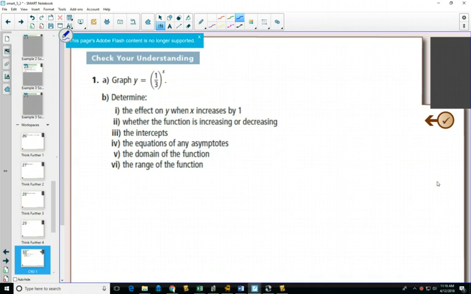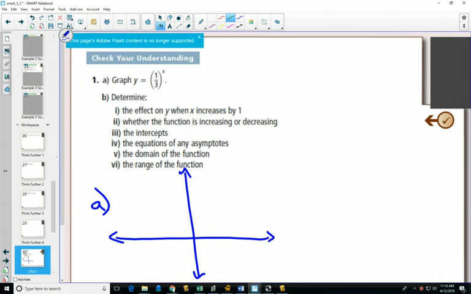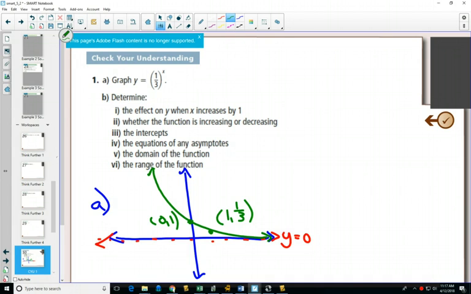And we want to graph 1/3 to the x. Well, what are we going to do? So set up our axes. We always are going to label the point 0, 1. We're always going to have an asymptote at y equals 0. And then we need to plug one more point in. Well, since when we plug in x equals 1, we're going to get 1, 1/3. And then from that, we have enough information. This is a decreasing exponential function.